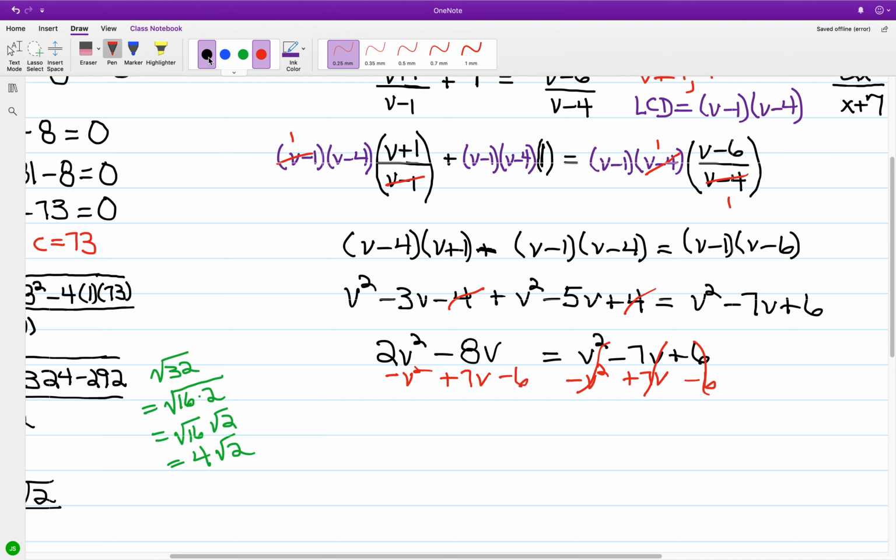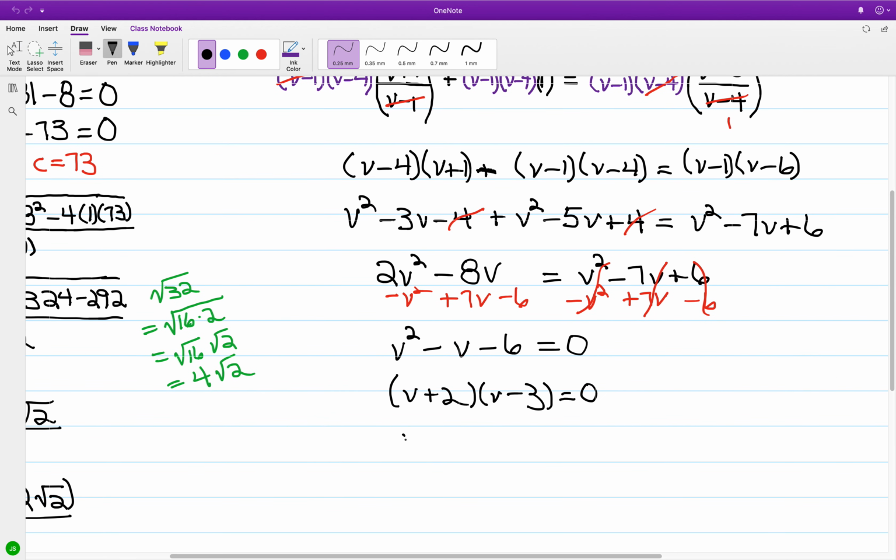And so in the rewrite, we're going to have v squared minus v minus 6 is equal to 0. And we have a trinomial that can be factored. In this case, we have v plus 2 quantity times quantity v minus 3 is equal to 0. And utilizing the zero product property, I have v plus 2 is equal to 0 and v minus 3 is equal to 0. And with our apparent solutions, we have v at negative 2 and v at 3.